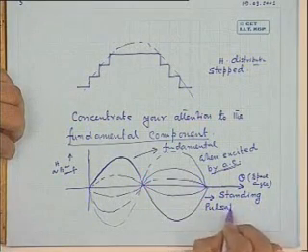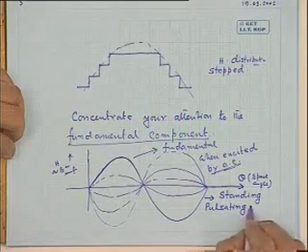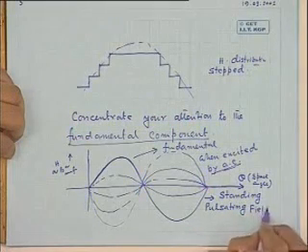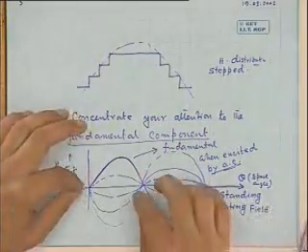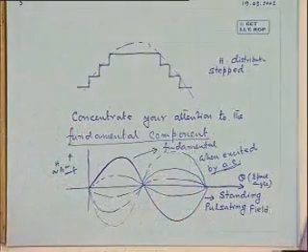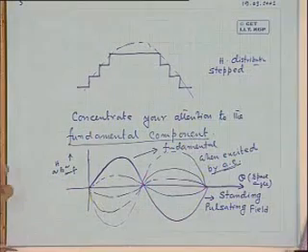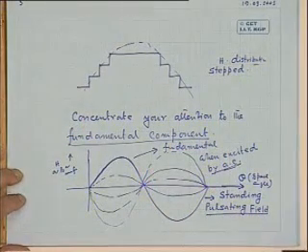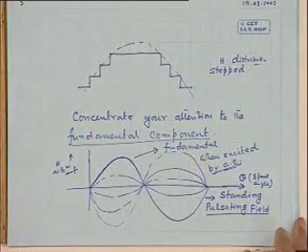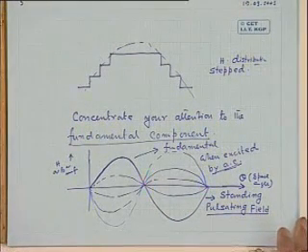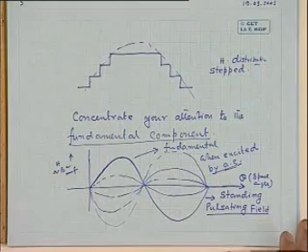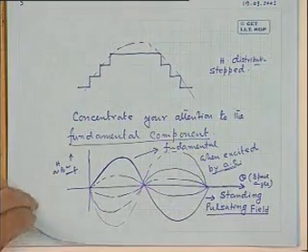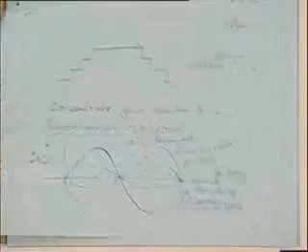Standing pulsating field. The wave is standing at one place, but its amplitude is going on changing. So it is called a standing pulsating field. Therefore, a single coil excited by a single phase source will result in a standing pulsating wave all the time.